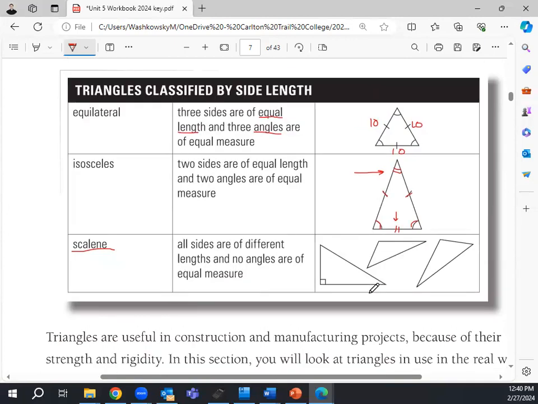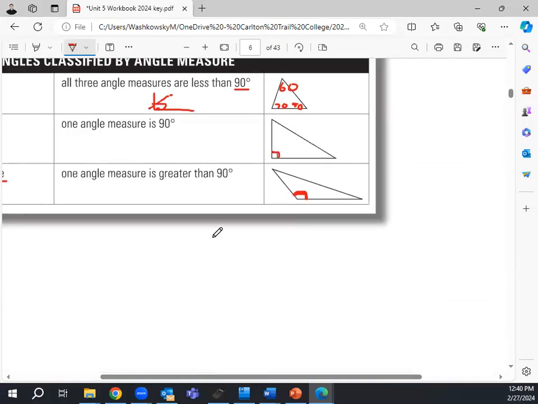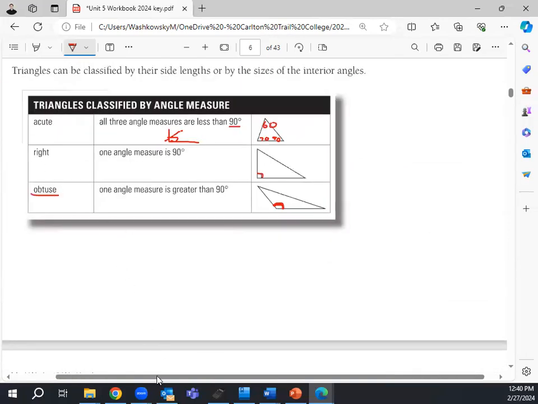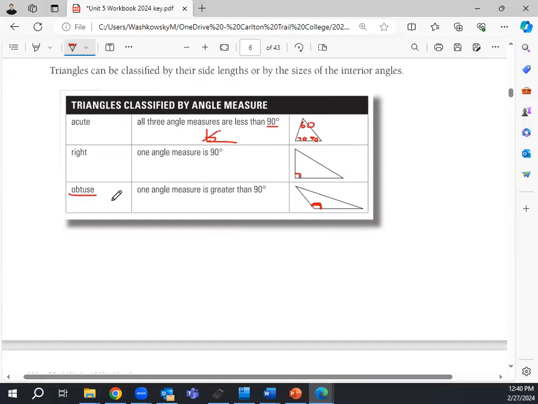So we have three different kinds of triangles by the angles and three different kinds by the sides. So you can see that there's quite a few combinations you could probably make with this. I could have a scalene... let's zoom out for a bit. I could have a scalene right triangle. I could have a scalene obtuse triangle.